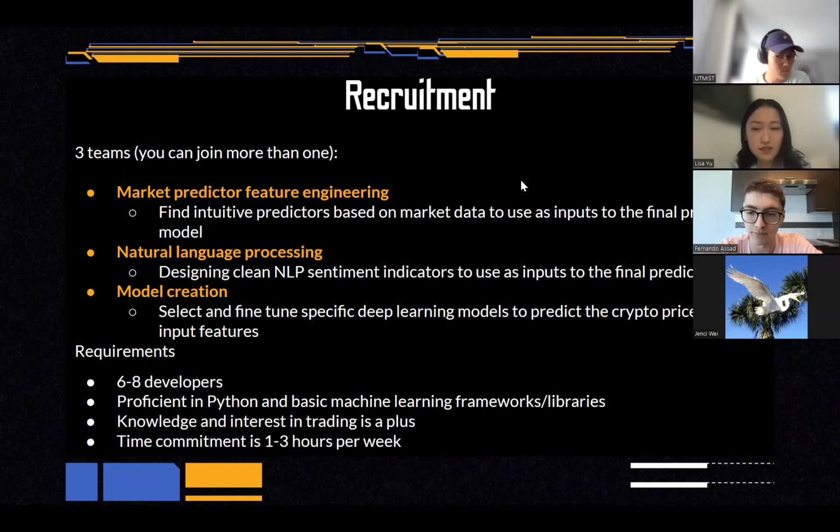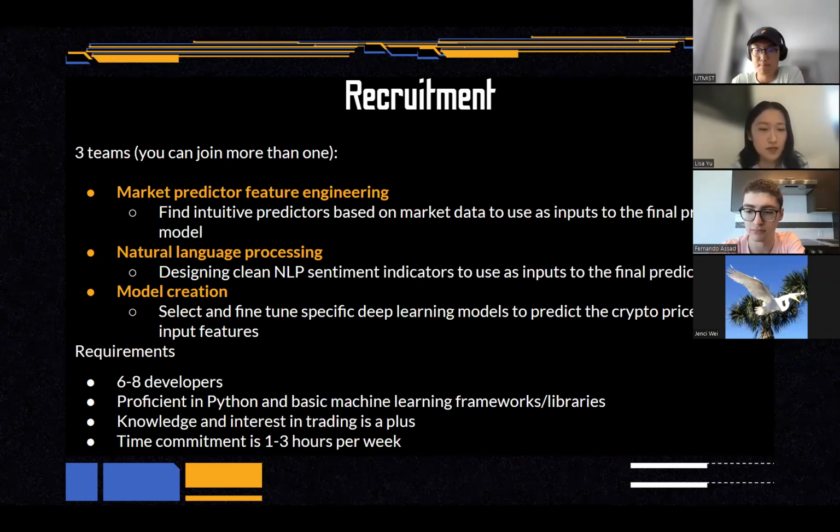And the team structure will consist of 3 teams. Note that you're welcome to join more than one team, and all the teams will be working very, very closely together. They just have different focuses. The first team is the market predictor feature engineering team, and they'll be focused on finding intuitive predictors based on market data to use as inputs to the final prediction model.